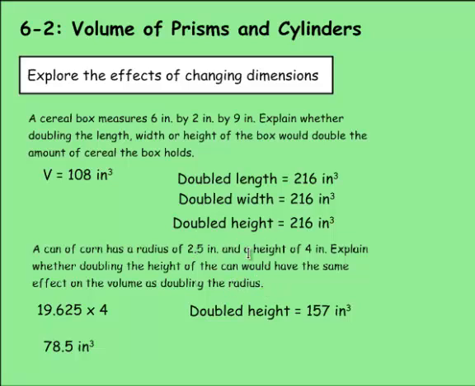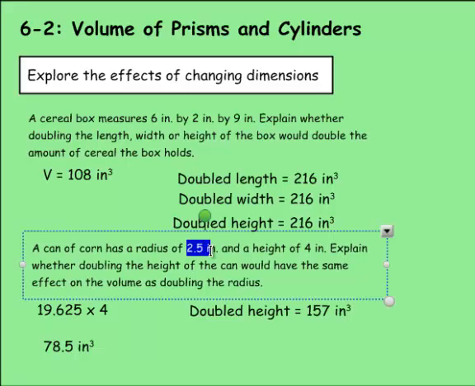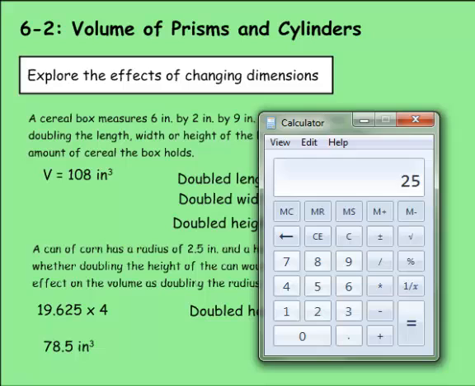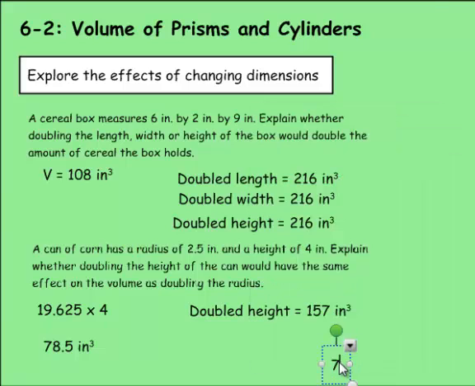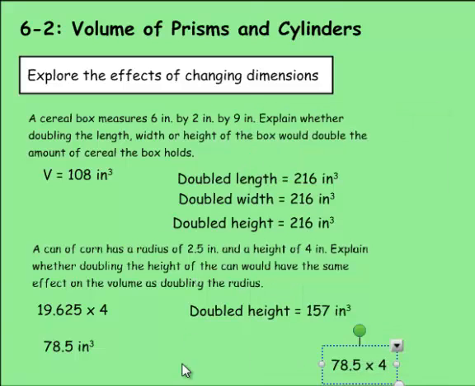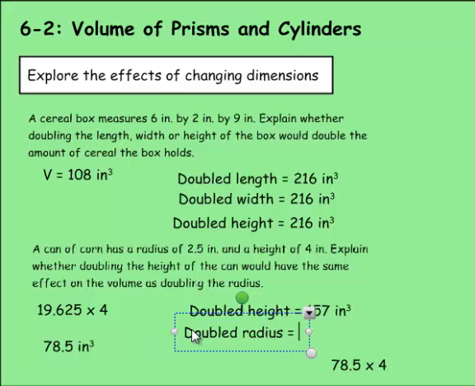So now that the radius is doubled, that radius is now 5. So 5 squared would be 25. 25 times 3.14 is 78.5. 78.5 times 4 would be 314. So doubled radius equals 314. So this is not the case.